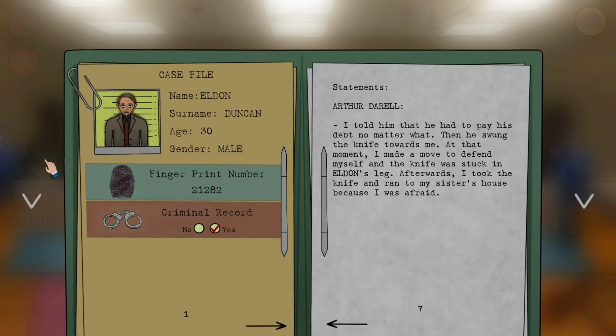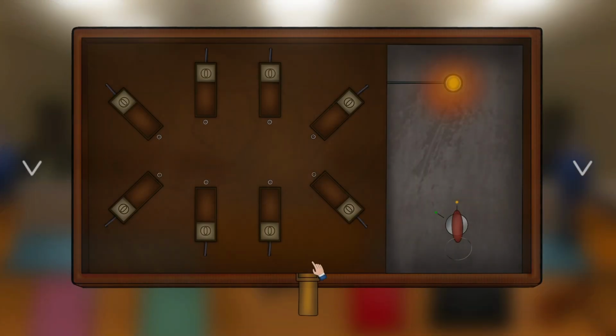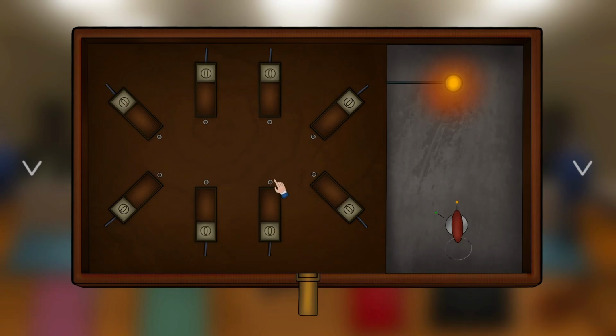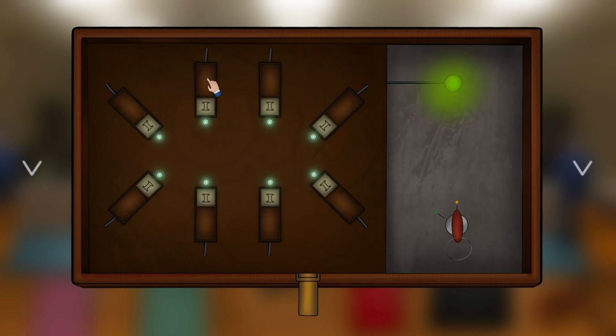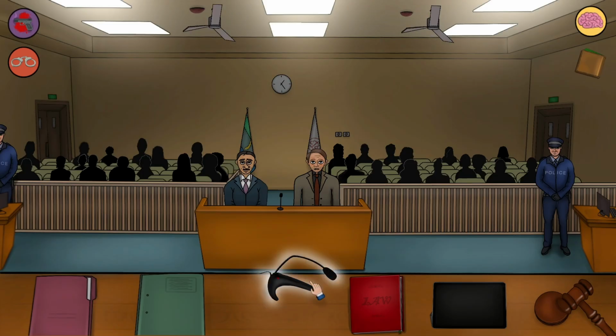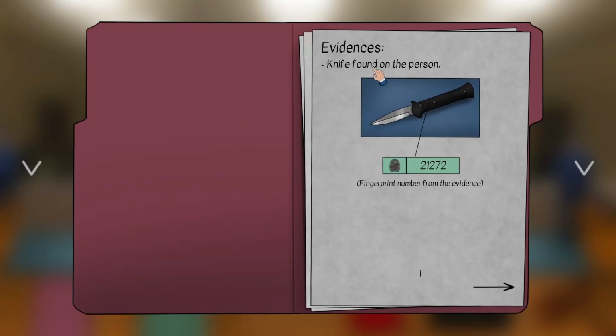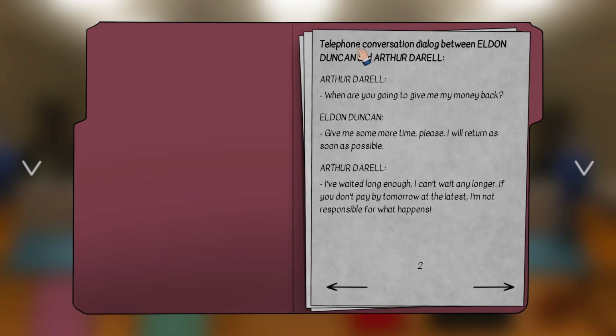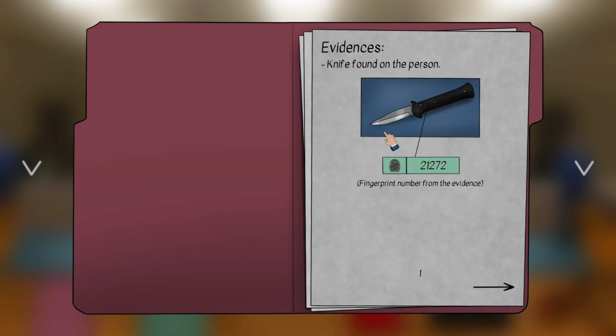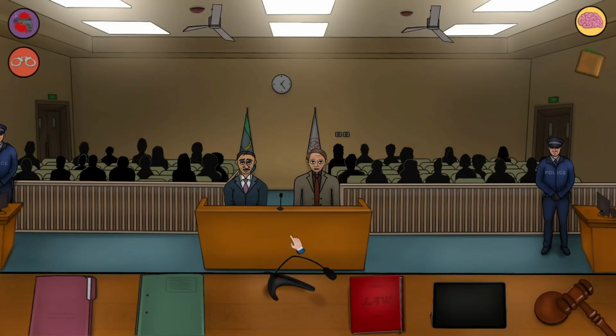So now, we're just gonna read that. We're just gonna let that information sit. We're gonna see. I don't know how to solve this. No, let's go. All right. Boom. Open. All right. Let's see what our evidence is. Knife found on the person. Fingerprint from the evidence was 21272. Oh, it's a telephone conversation. Let's see whose evidence was on the thing really quick. 21272.